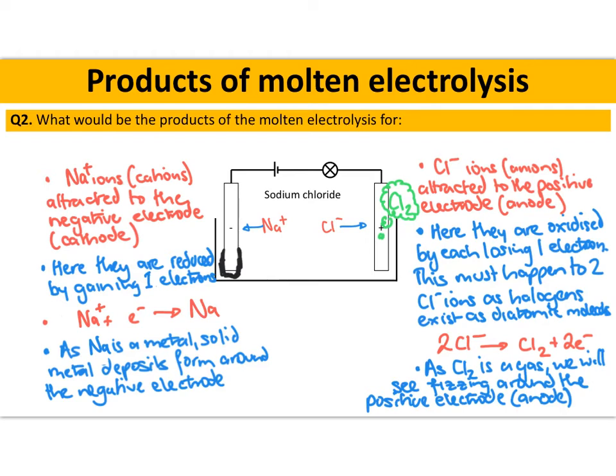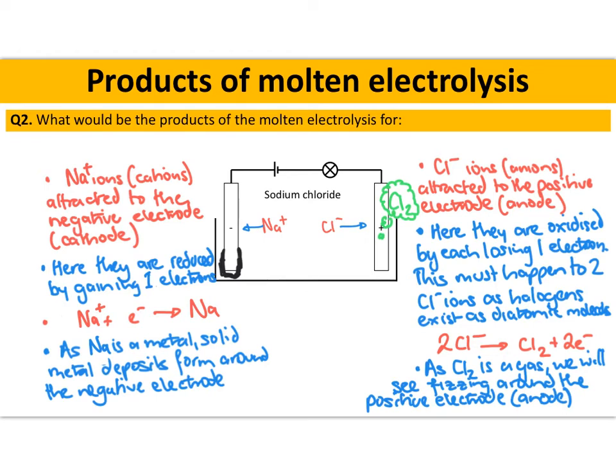So we can represent that with our half equation. 2 chloride ions goes to a chlorine molecule, and then 2 electrons are lost or released. And then, because chlorine is a gas, we would see some fizzing around the positive electrode, and we would observe that gas being produced.